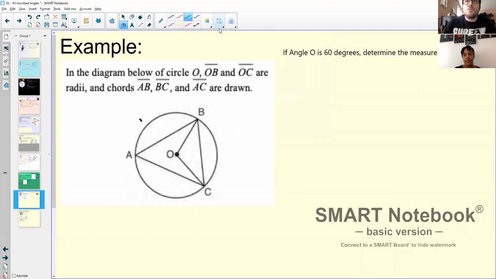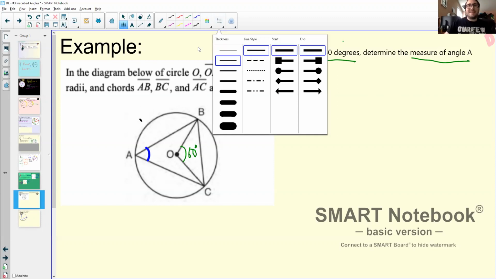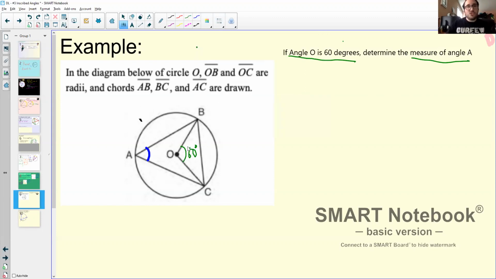So what we've got so far is that angle O is 60 degrees. So I know that this angle is 60 degrees, and I'm trying to figure out the measure of angle A. And angle A is this one. Okay, so is there anything that we know in relationship to angle O, which is 60? I'll highlight it for you. Do we know anything about this angle?